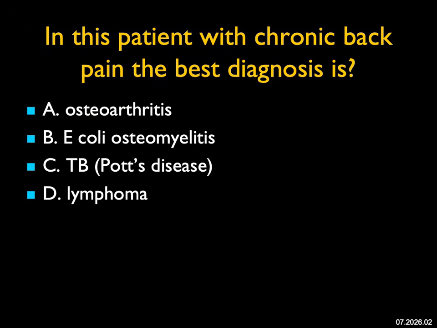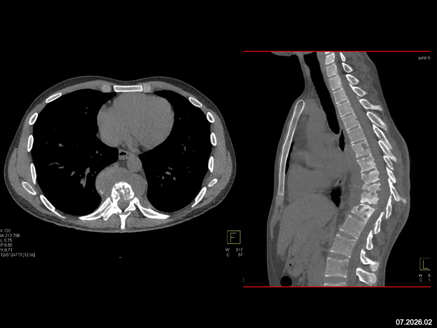In this patient with chronic back pain, the best diagnosis is, well, when you look at the images, they're non-contrast scans, but you see paraspinal masses or a mass surrounding the spine with some bony destruction. And then when you look at the sagittal view, you really see the multiple vertebral bodies that are destroyed, the disc space involvement. This is not the look of osteoarthritis because you wouldn't have the soft tissue mass.